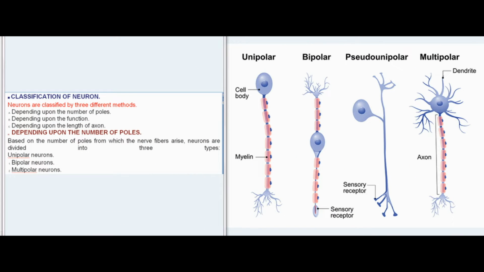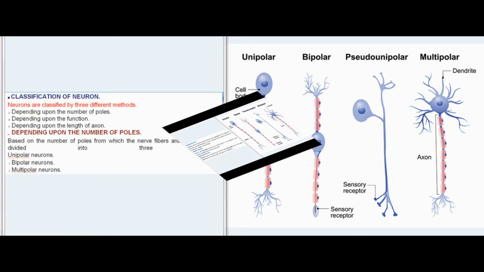Classification of neuron. Neurons are classified by three different methods: depending upon the number of poles, depending upon the function, and depending upon the length of axon. Depending upon the number of poles from which the nerve fibers arise, neurons are divided into three types: unipolar neurons, bipolar neurons, and multipolar neurons.